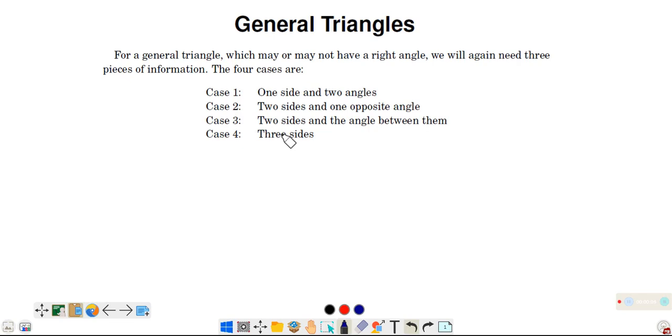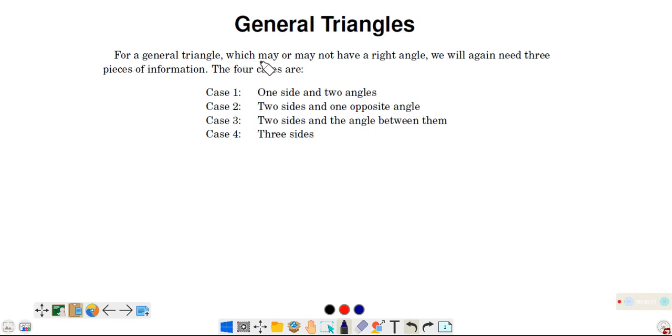This is Miss Rena, and for today's video lecture, we're going to talk about how to find the trigonometric function values and also the missing elements of general triangles. So, ano yung mga missing elements? Kung nawawalan siya ng sides, hahanapin natin yung nawawalang side niya. Kung yung angle niya, hanapin natin yung nawawalang angle niya.